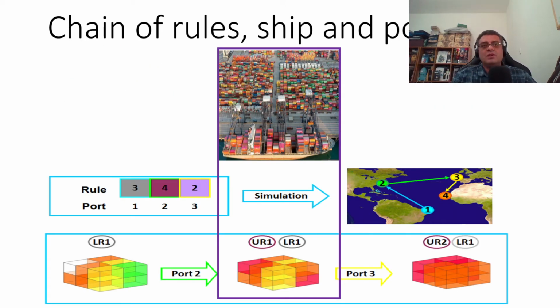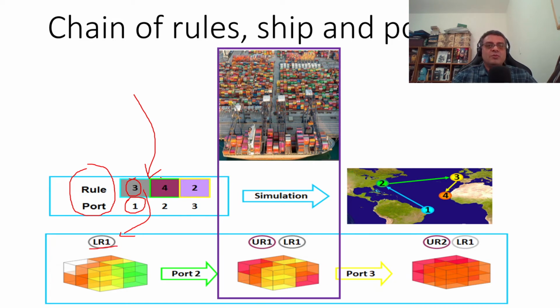So we have a chain of rules, because for each port we have to apply some unloading and loading rules, and for each port we have these operations of loading and unloading rules for the ship. Okay, so how are we going to represent the sequence of rules that will be applied for a port? We just need a list or a vector. This vector will have a compact representation of what rule will be applied in each port. So here, for example, imagine that we are in port 1, we need to apply rule 3. So rule 3, what is rule 3? It will be the loading rule 1, okay?